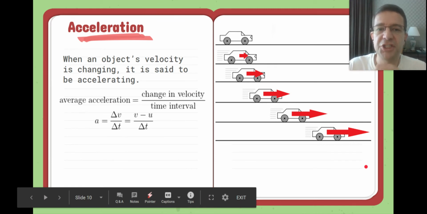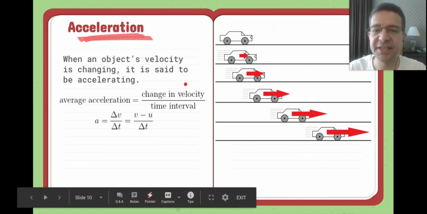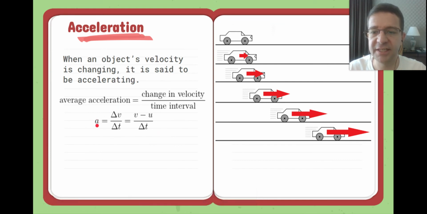Another thing that comes with changing velocity is talking about the acceleration of an object. So when an object's velocity is changing, it's said to be accelerating. And similar to the velocity description, we describe the average acceleration as the change in velocity over the time interval. So we have an expression that's very, very similar to velocity. a is equal to the change in velocity over the change in time, or the final velocity minus the initial velocity divided by the time interval.